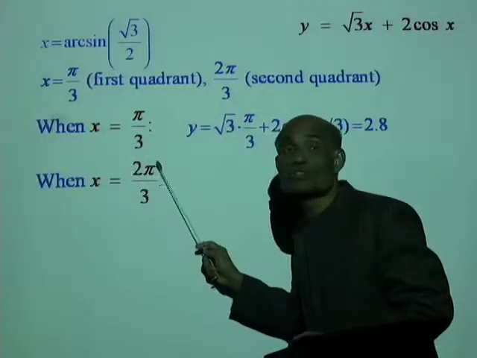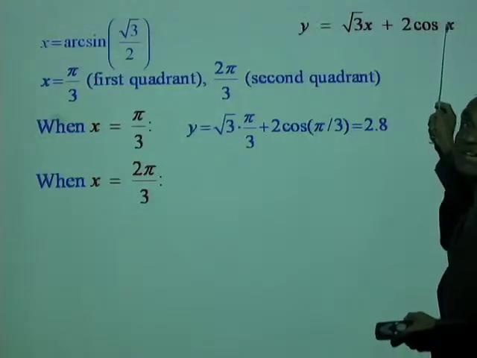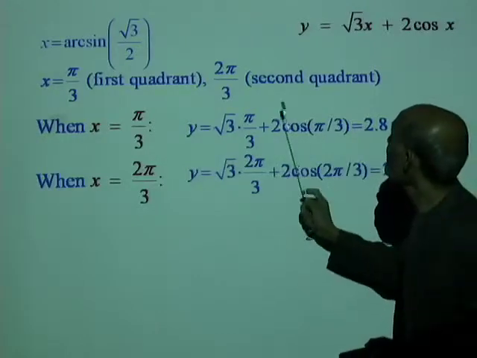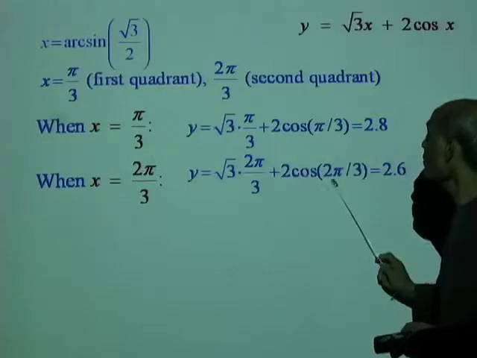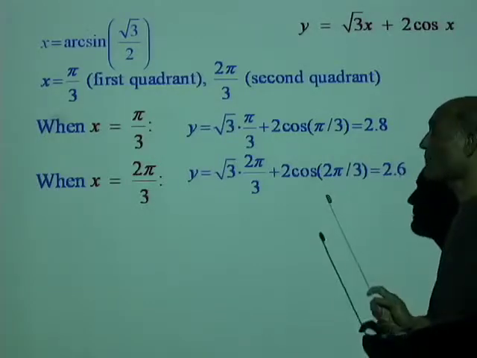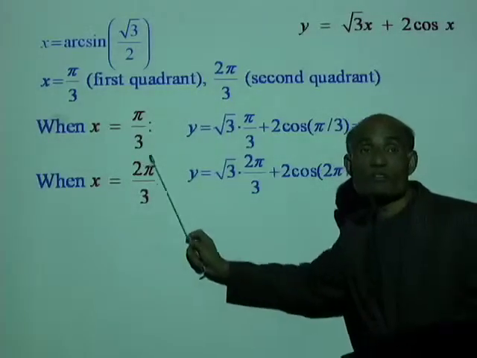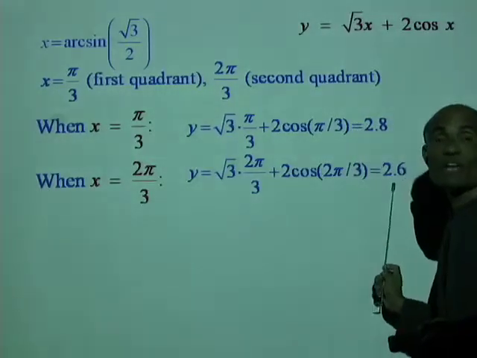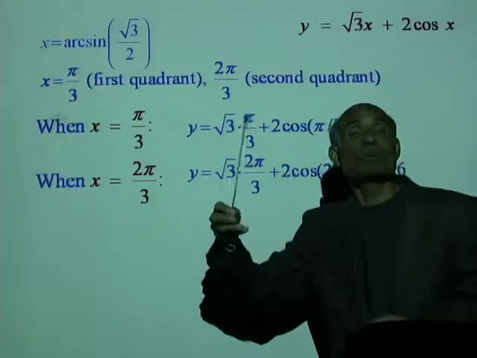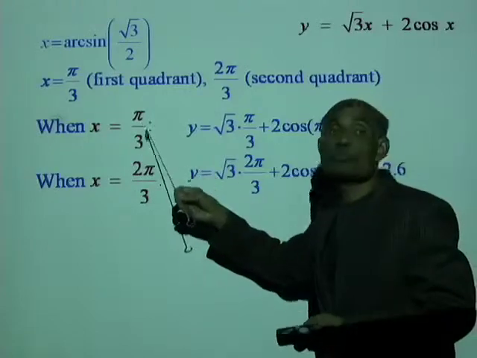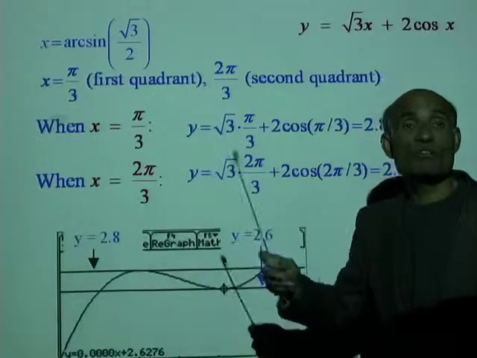Similarly, when x equals 2 pi by 3, replace x by 2 pi by 3 in this function. You get y equals root 3 times 2 pi by 3 plus 2 cos of 2 pi by 3, and that will give you 2.6. That means the point x equals 2 pi by 3, y equals 2.6. Again, the derivative will be 0. You get a horizontal tangent line. There are 2 points on the graph of this function where you get a horizontal tangent line.